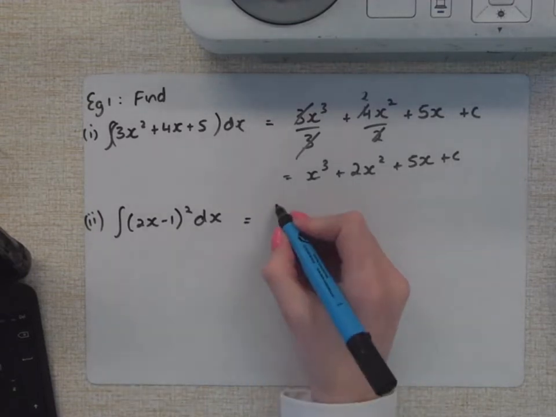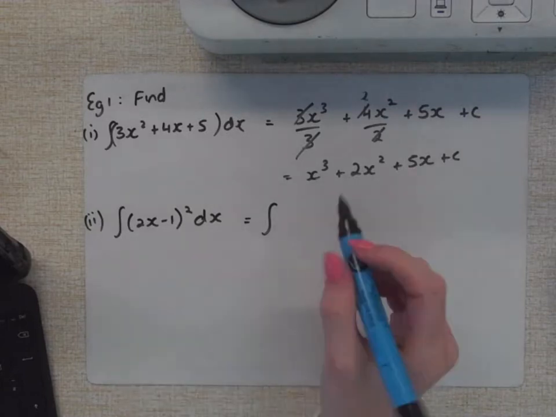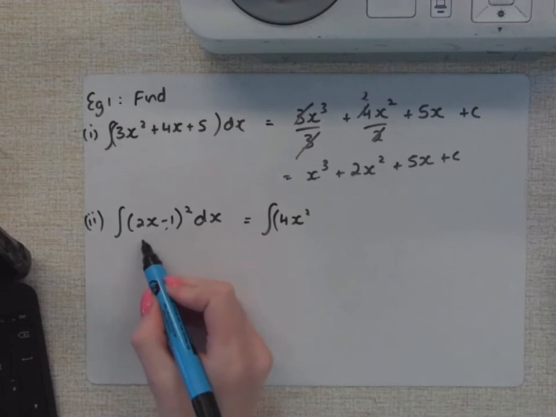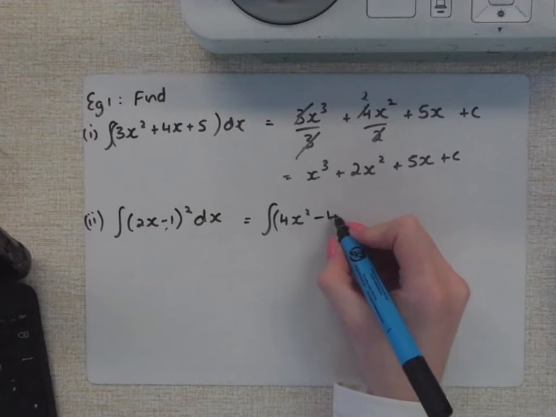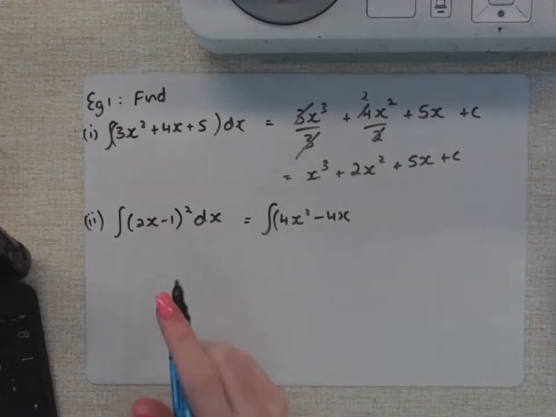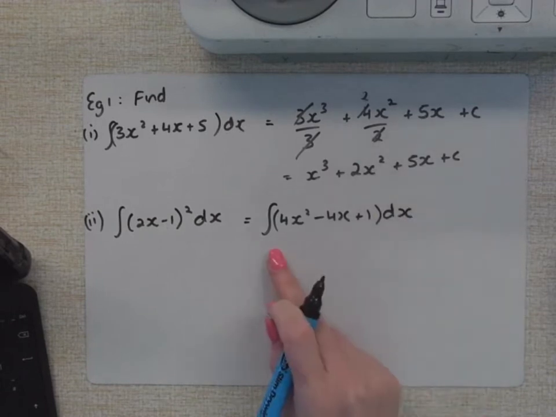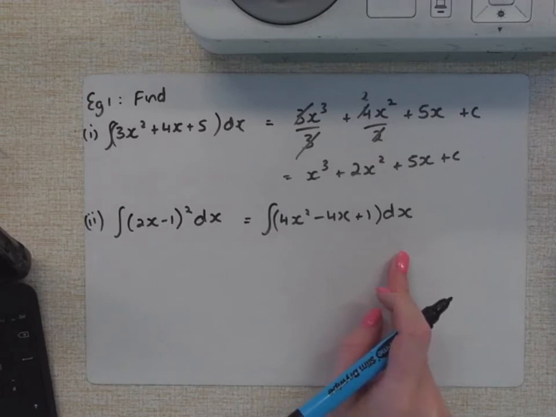So that's going to be the integral of, can you remember how to square out brackets? Square the first. Product of the two multiplied by 2. So that's minus 2x by 2, minus 4x. And square the last, plus 1. So this now becomes my sum. I'm now going to integrate that. Everyone okay with this? Yeah, no issues there.